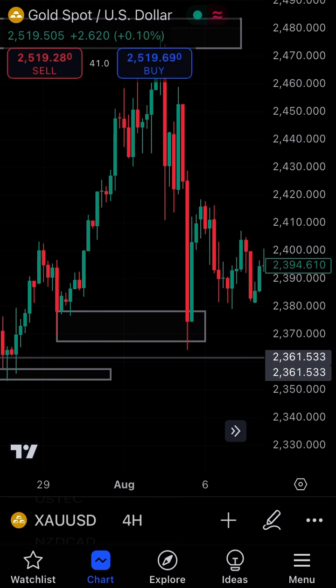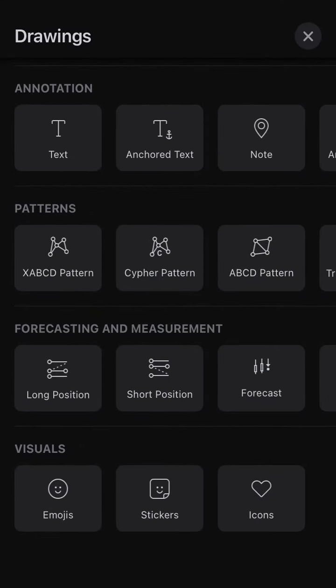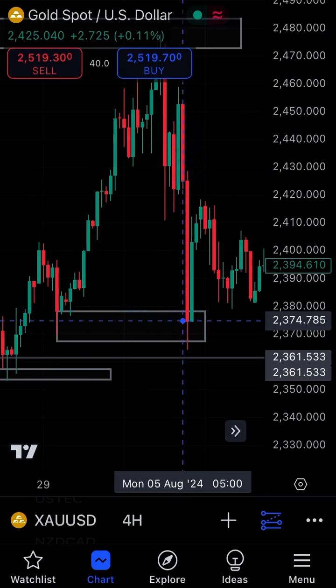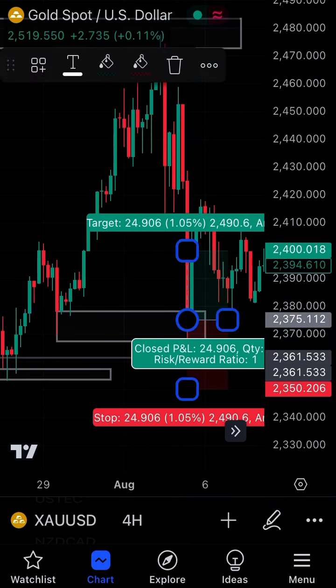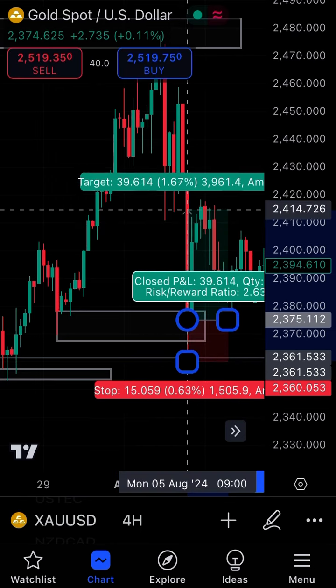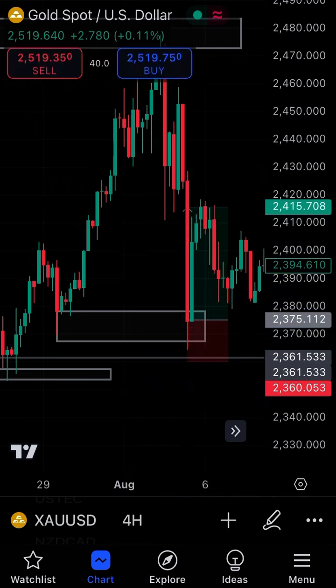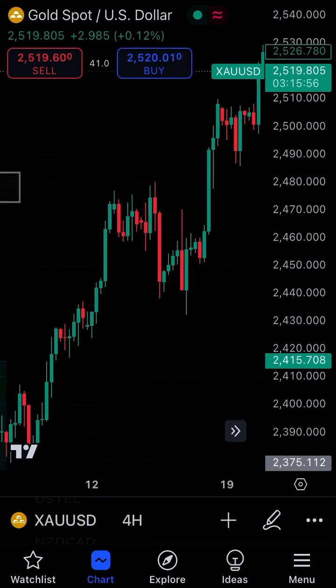Okay, so we see the way this candlestick rejected at this level, and then from this level we'll enter our buy trade, and this trade will make a massive profit. Okay, so from here to here you make a massive profit. Okay, so guys, let me show you more examples.